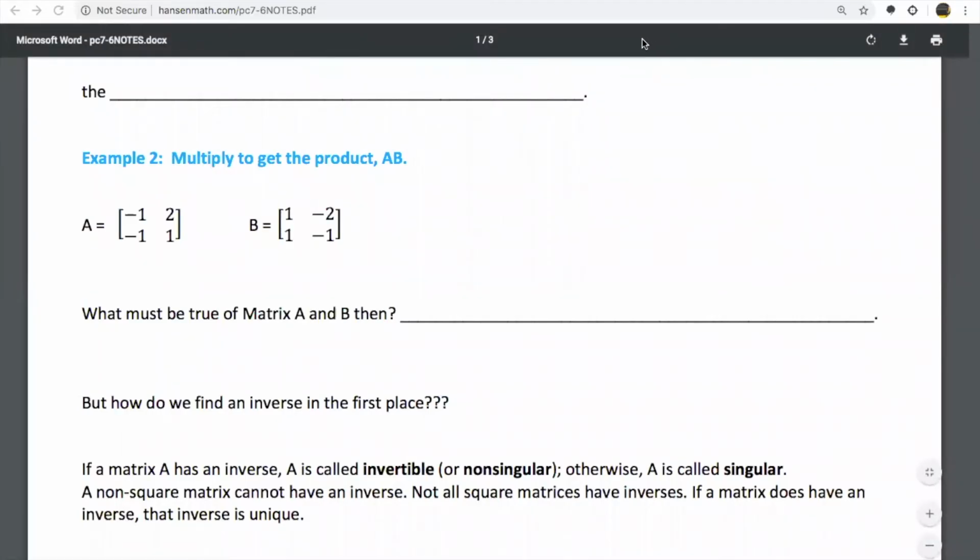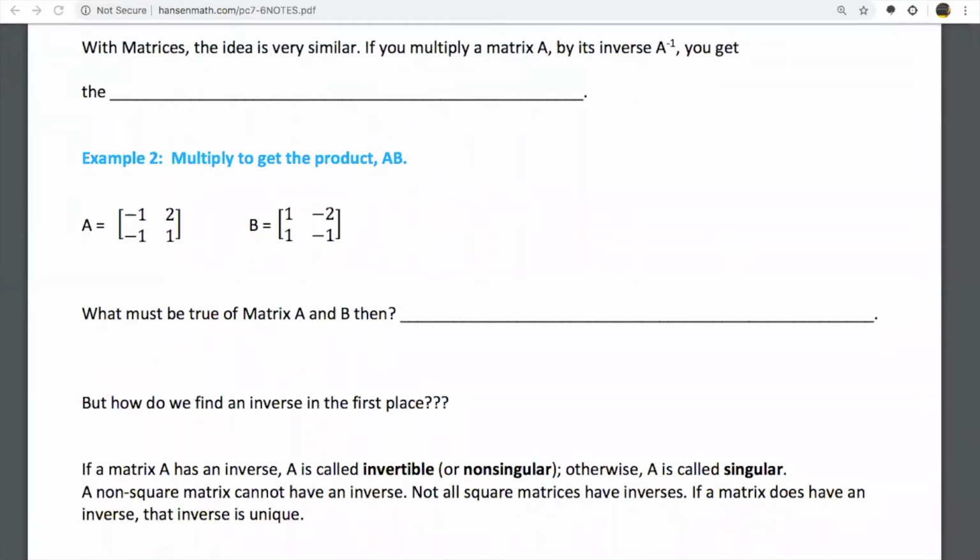With matrices, this idea is very similar. If you multiply matrix A by its inverse, you're going to get what's called the identity matrix, as we've seen above.